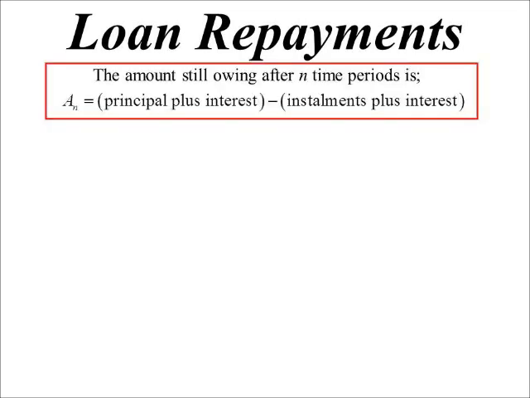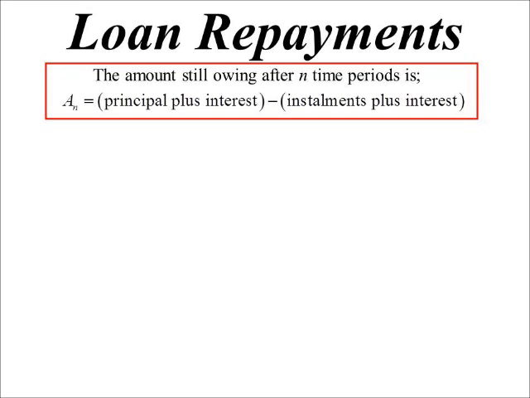So let's see. The amount owing after n time periods. What you've got to get your head around is a loan is an investment. It's a reverse investment. So at any point in time, the amount owing is what I'm interested in. And so it'll always be the principal with the interest applied minus my investment. The repayments are an investment. So minus the instalments or the repayments with the interest applied. At any point in time we do that.